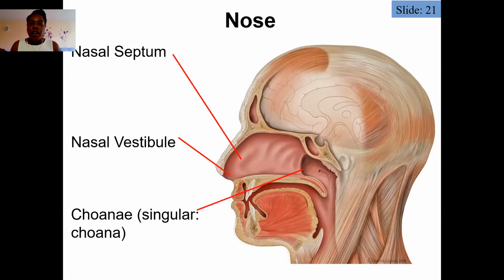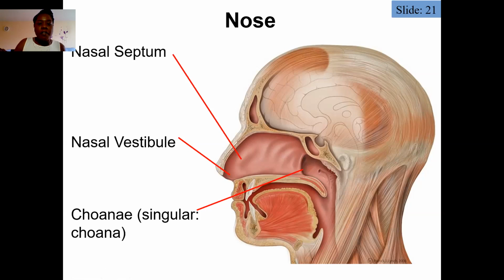Nasal structures, so very brief, there aren't a lot of structures associated with the nose. We've got the septum. We talked about the septum. This is what divides the nasal cavity into right and left. It's partly formed by cartilage, partly formed by bone.